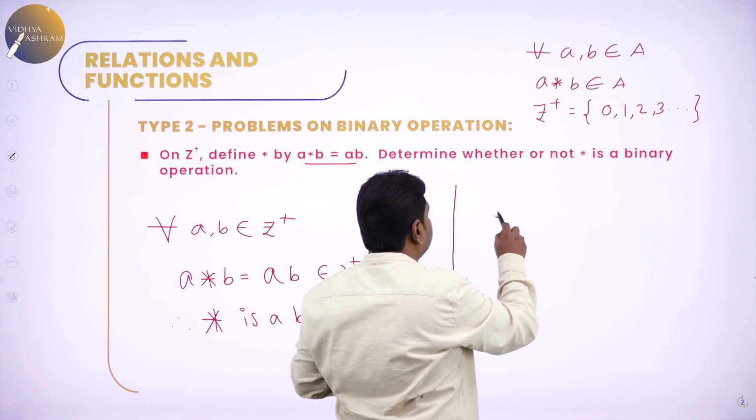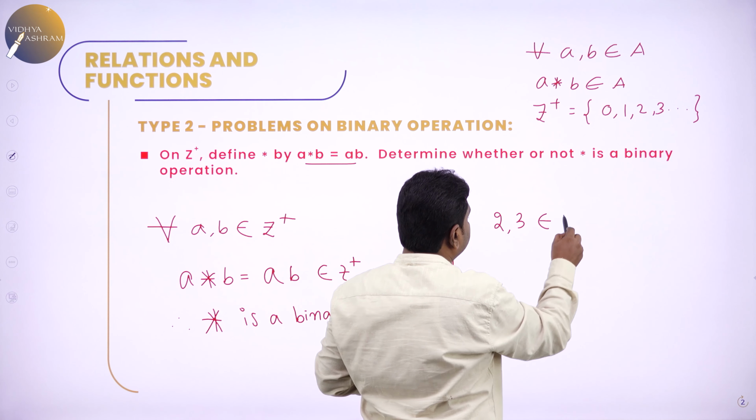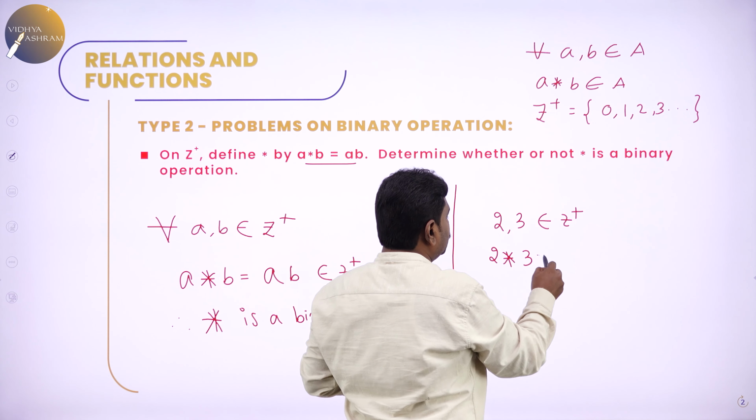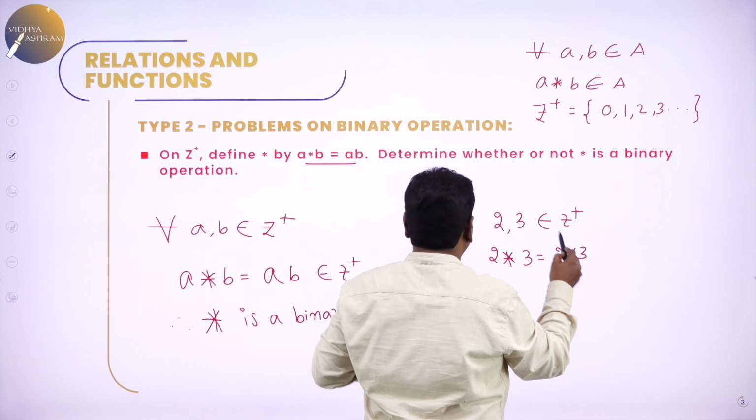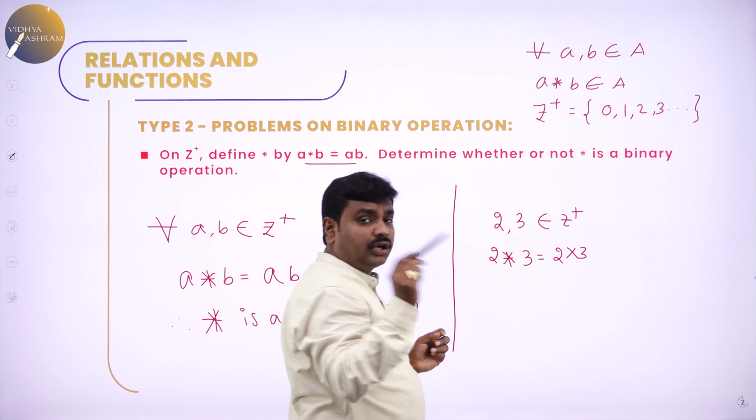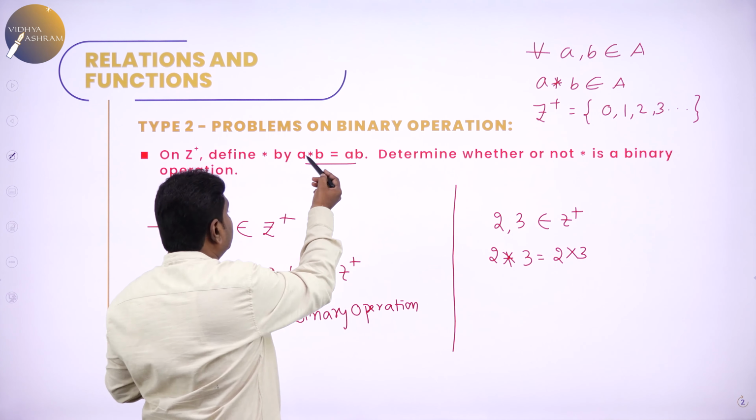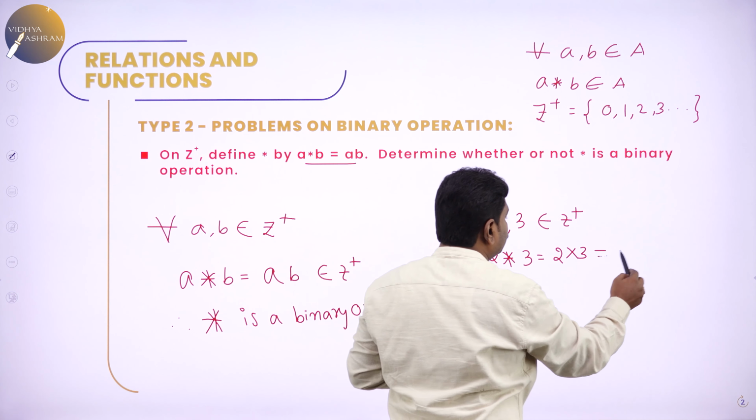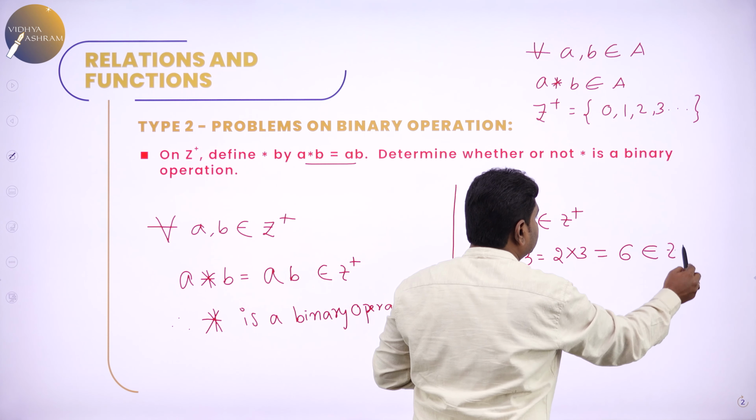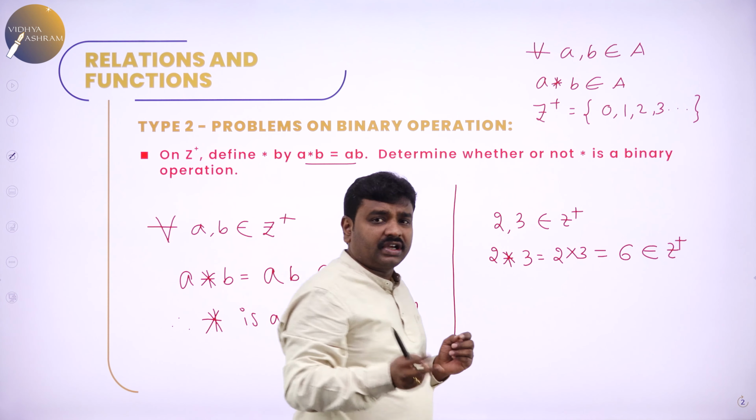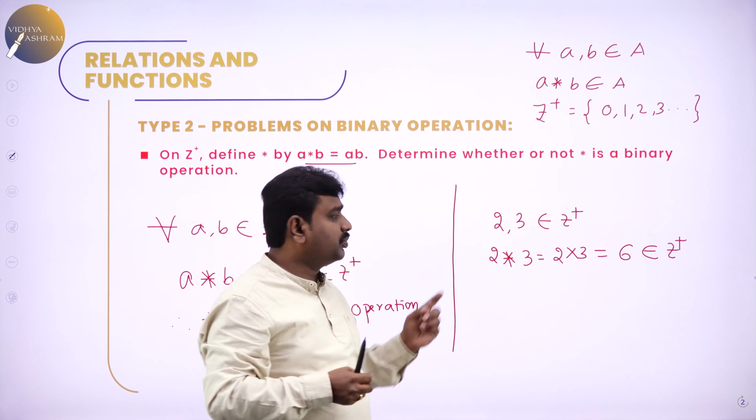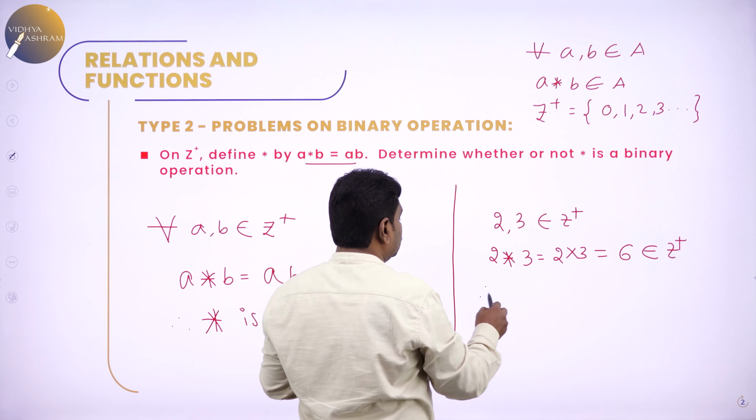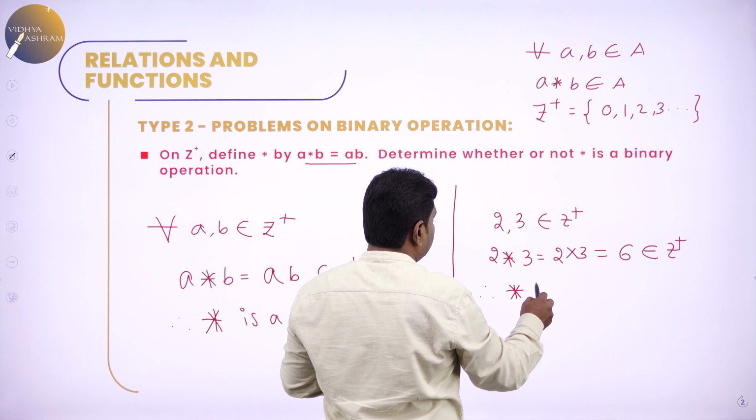Say I will take 2 comma 3 belongs to Z plus. If I do 2 star 3, what is 2 star 3? 2 into 3. They gave the definition, A star B is A into B. I taught you how to read this. First element star second is first into second. So 2 into 3, what is 2 into 3? 6. 6 also belongs to what? Z plus. What is the conclusion? For given two elements belonging to Z plus, A star B also belongs to Z plus. Therefore star is a BO.